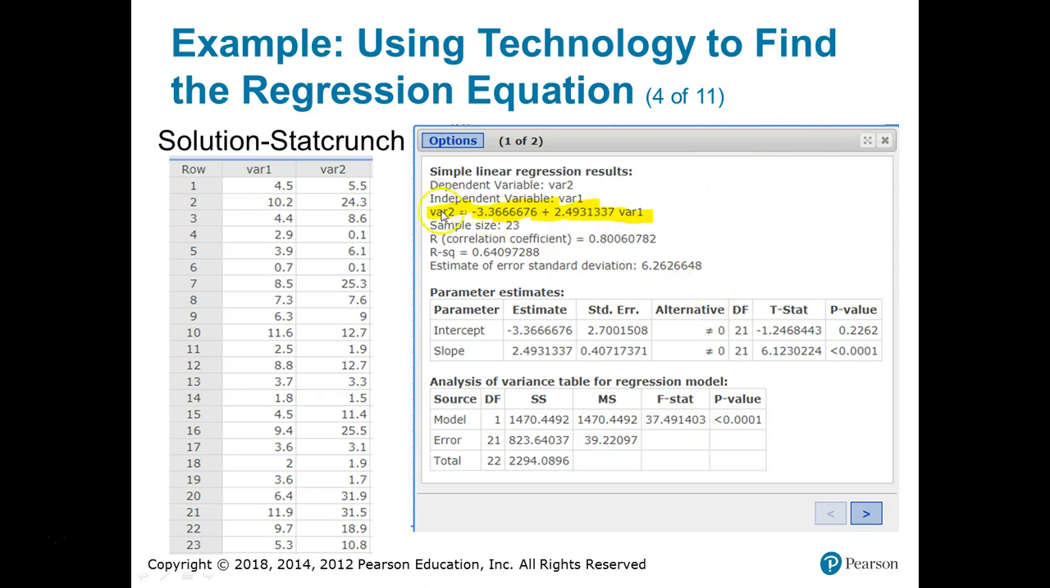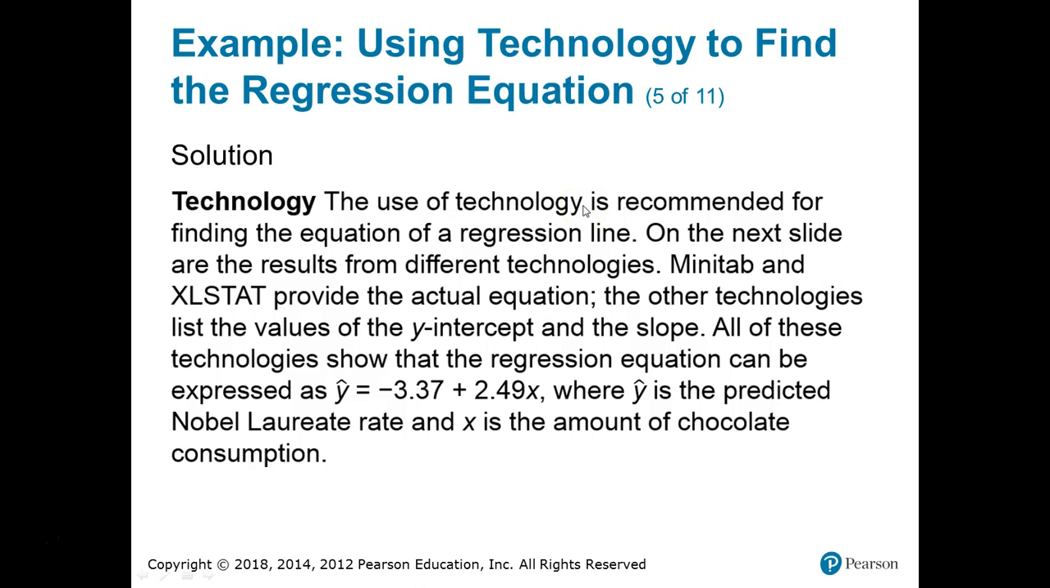And it tells you right up here, this is your regression equation, y equals mx plus b. Here's your initial value, your equation right here with your slope. The use of technology is recommended. No matter if you use StatCrunch or TI-84 or anything, it's going to give you the equation of generally negative 3.37 plus 2.49x, where y hat is the predicted Nobel Prize rate and x is the amount of chocolate consumption.